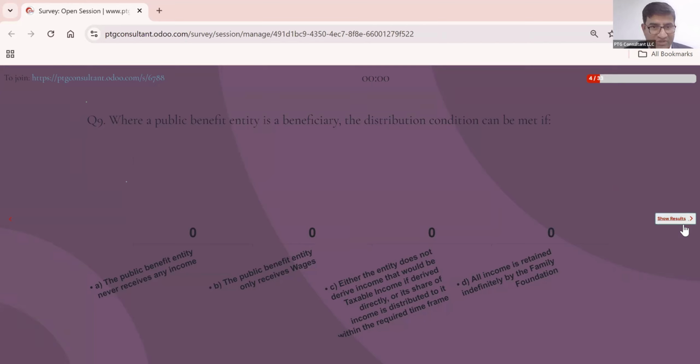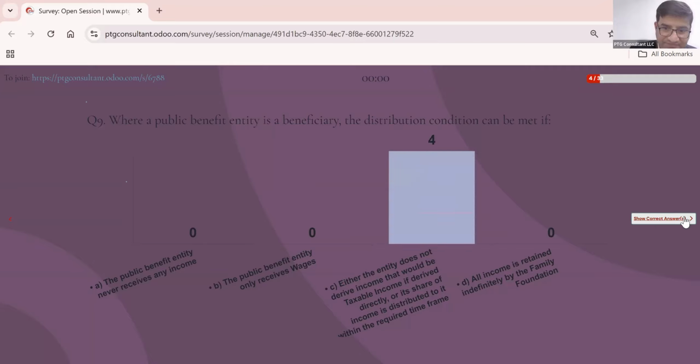Would anybody like to share regarding the public benefit entity? I especially welcome anyone who has already dealt with a family foundation case, so they know the difference between the public benefit entity and the condition. As of now, four participants have given the answer. Would anyone like to ask a question here?